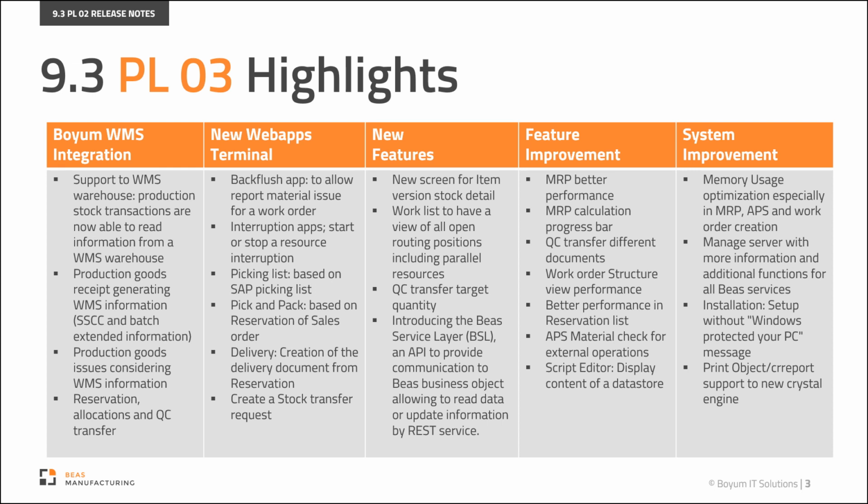Our feature improvements include better MRP performance, an MRP calculation progress bar, QC transfer based on different documents, work order structure view performance, better performance in the reservation list, APS material check for external operations, and improvement of the script editor. As for system improvements, we have achieved memory usage optimization, especially in MRP, APS, and work order creation. We provide a managed server with more information and additional functions for all Beas services. We have improved Beas installation and added print object CRR report support to the new Crystal engine.